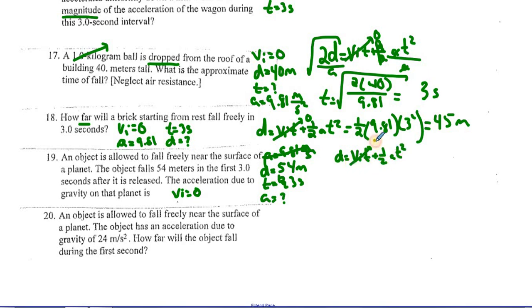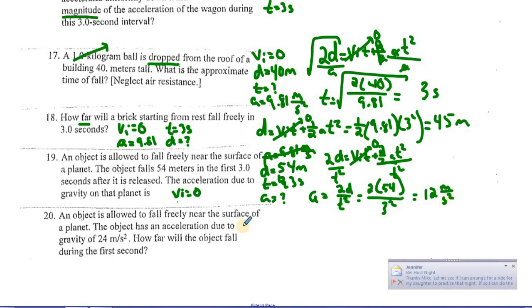The initial velocity is 0, so that crosses off. Now we're looking for the acceleration, so we're going to do the first algebraic step, multiply by 2. But rather than dividing by a like we've done previously, we're going to divide by t squared. So the acceleration becomes 2 times the distance divided by t squared. So this is 2 times 54 divided by 3 squared. Plug that into your calculator. I got a value of 12 meters per second squared.